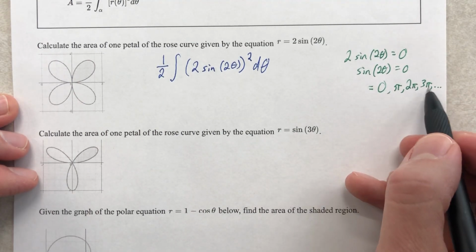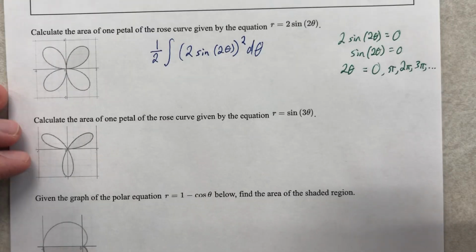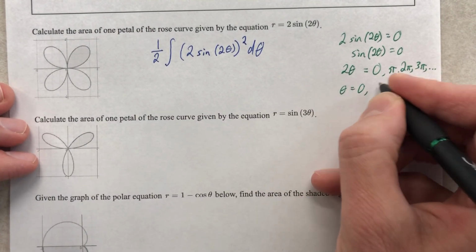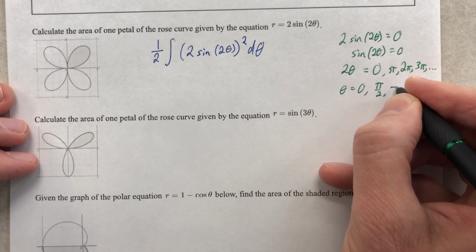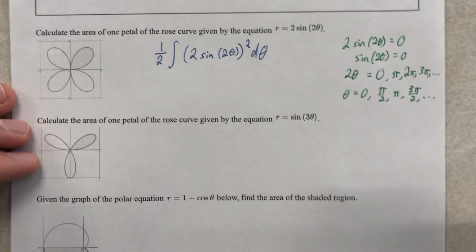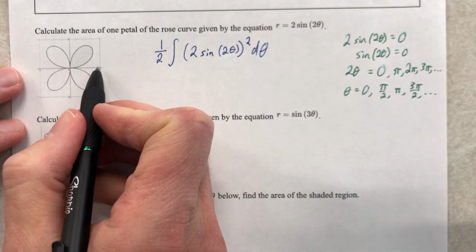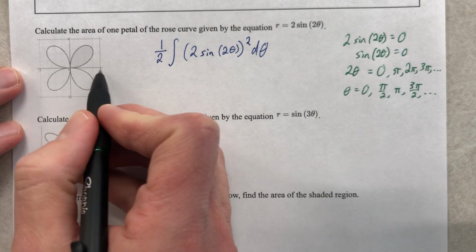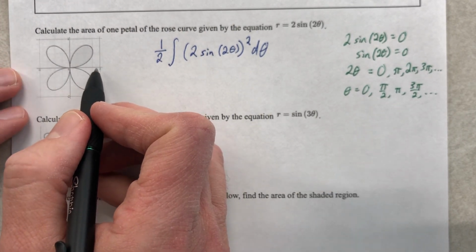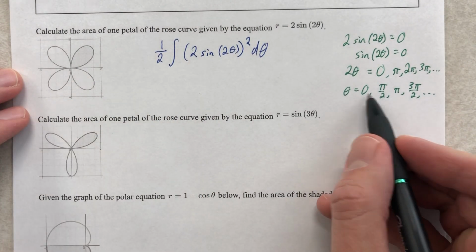But this is not equal to theta. This is equal to 2 theta because of that guy right there. So if we divide all these by 2, then we're going to have 0 over 2, pi over 2, 2 pi over 2, 3 pi over 2, and so forth and so on. So our first assumption was correct. Swinging all the way around to draw this thing, we would go 2 pi, but we only want to go 1/4 of 2 pi, which would be pi over 2. So from 0 to pi over 2.